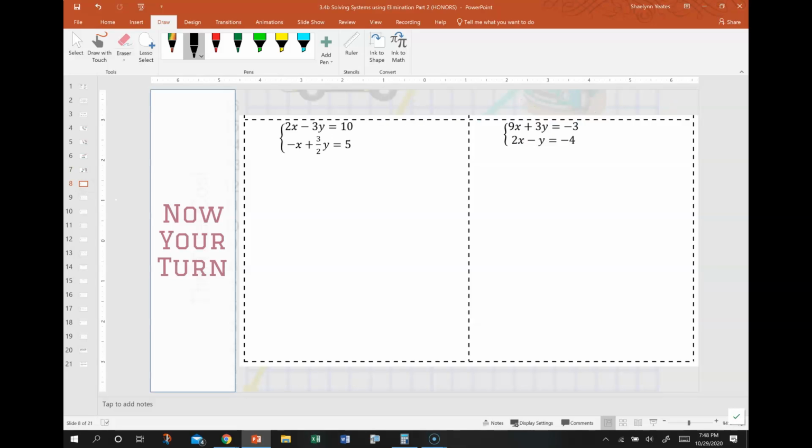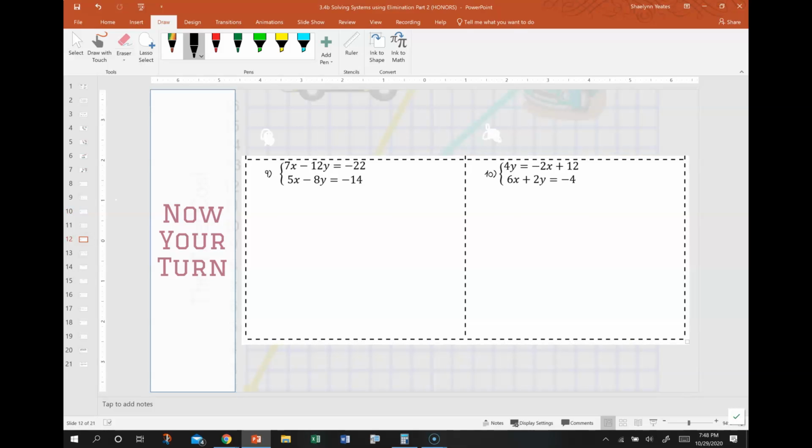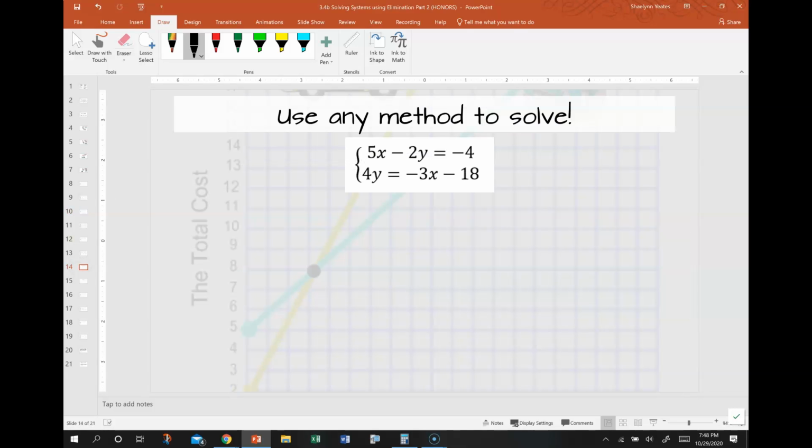All right, I need you guys to go ahead and give this one a shot, then this one, and this one, and then we'll come back together on this. You're going to be able to use any method you want to solve, okay?